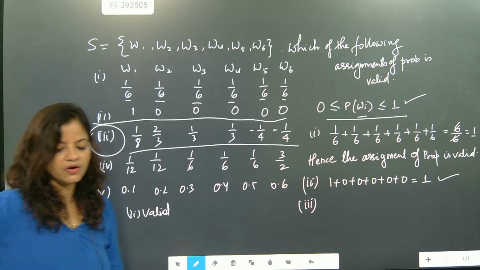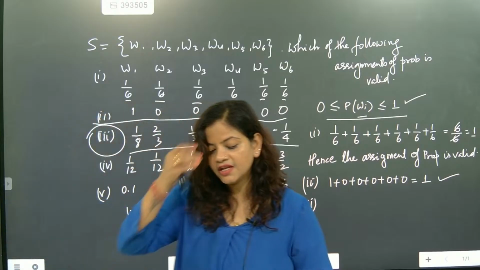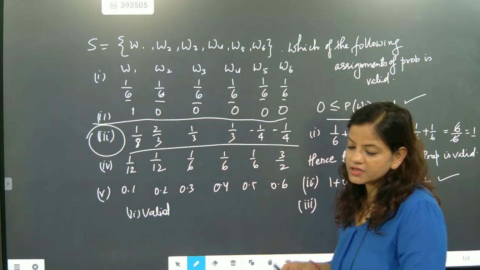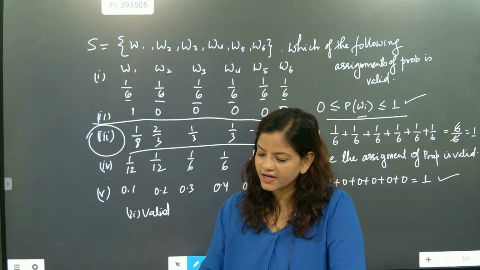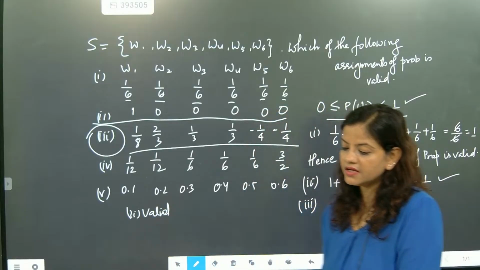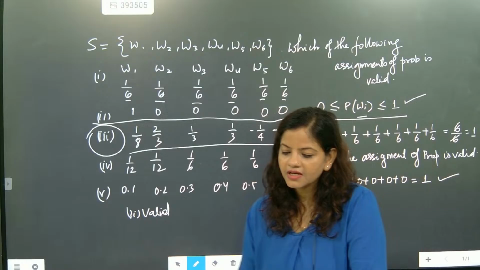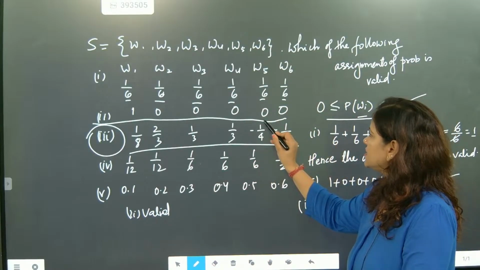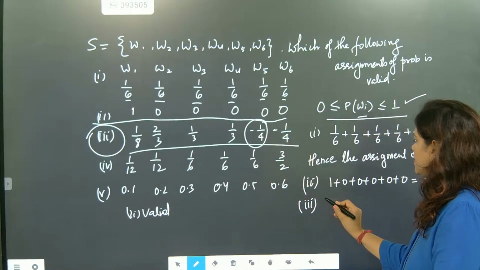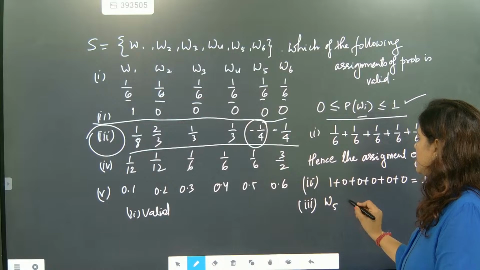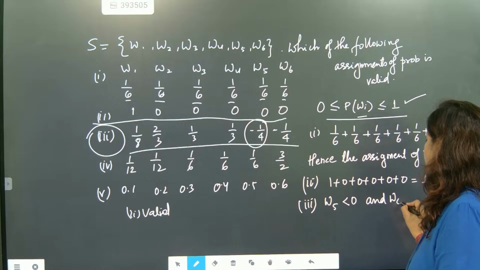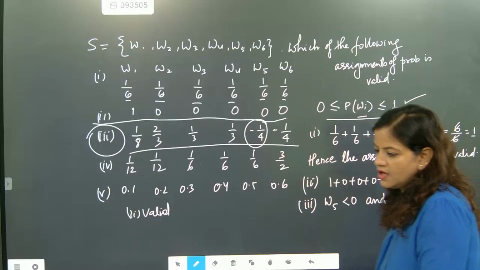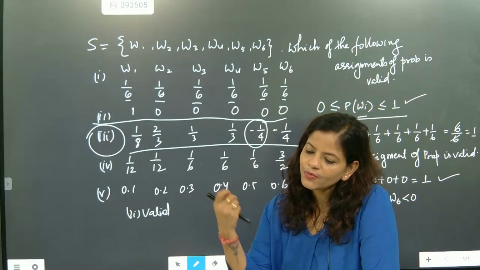Huh? Not valid. Okay, Nishika is telling it is not valid. What about others, what are you feeling? Is it going to be valid, beta, or not valid? The correct answer is, come on, think now. Probability of this event: W5 is less than 0, and W6 is also less than 0, which violates the rule of probability.